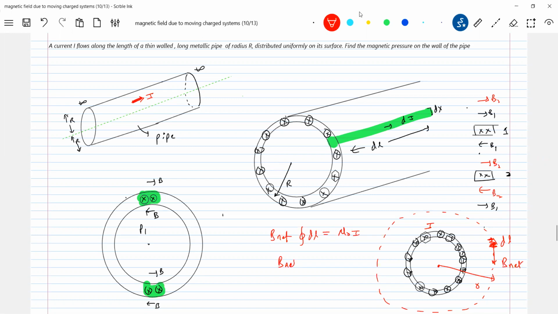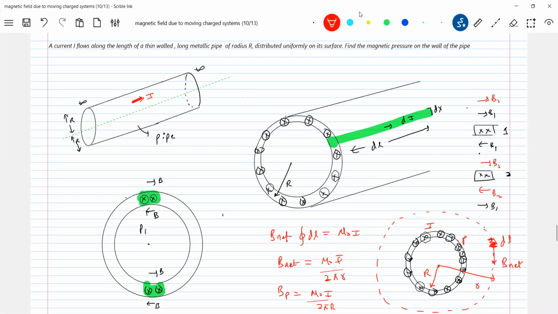And what are you going to write? B net equal to mu naught I by 2 pi r. Will I agree with this? What is the radius of the pipe? It is capital R. On the surface of the pipe, what should be the magnetic field? Will it be zero or non-zero? On the surface means here. How much should it be? Mu naught I by 2 pi capital R. Will I agree with this? I'll write it on the surface.